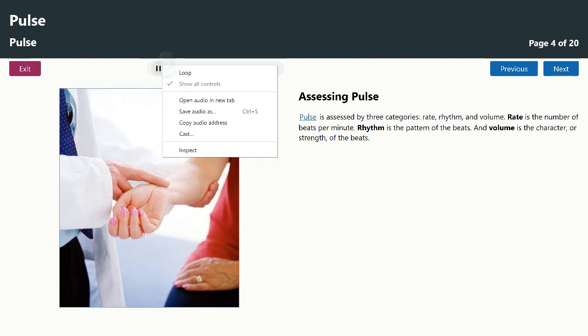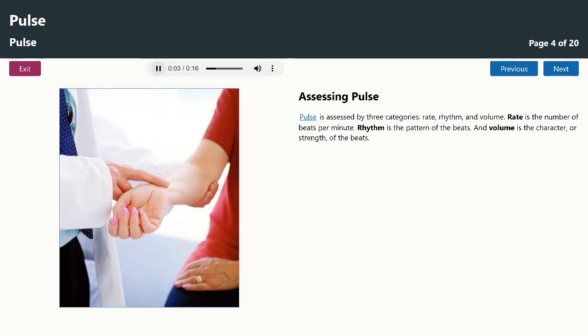Assessing pulse. Pulse is assessed by 3 categories. All right, so we got 3 categories that are used when you assess a pulse. You have your rate, you have your rhythm, and then you have your volume. So rate is the number of beats per minute. Whatever that number is that you get, that's going to be your rate.